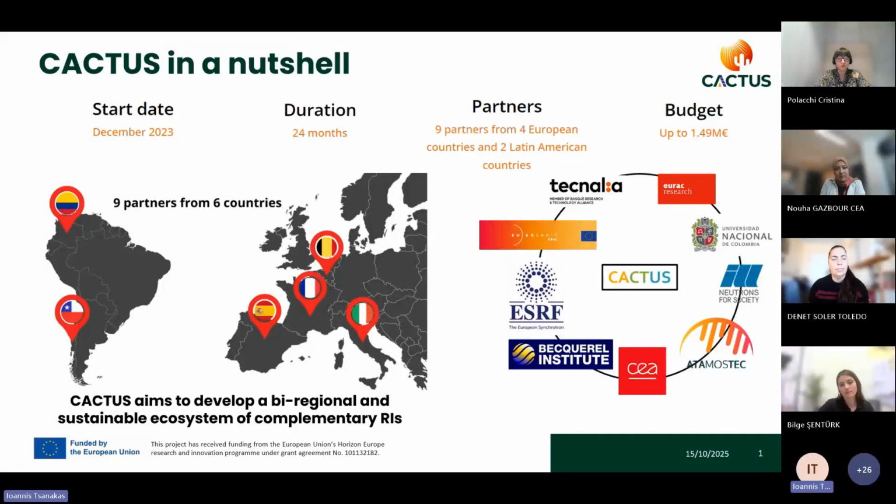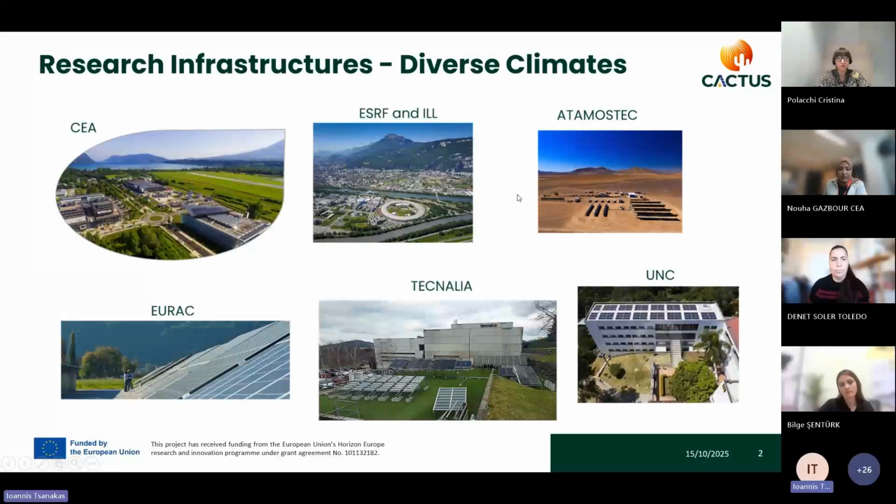Moving on to the next slide, you see an overview of the research infrastructures involved in the project, and we stress the importance of the diversity of climates in these locations. In France, we have CEA, ESRF, and ELL. In Chile, we have Atamostec. In Italy, we have Eurac. In Spain, Tecnalia. And in Colombia, we have the National University of Colombia.